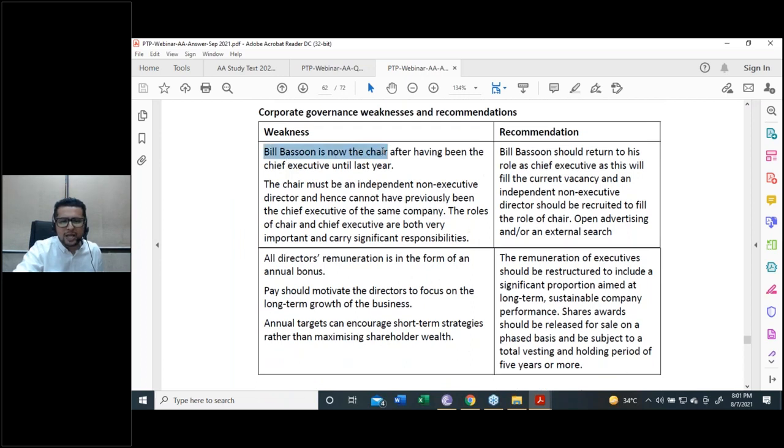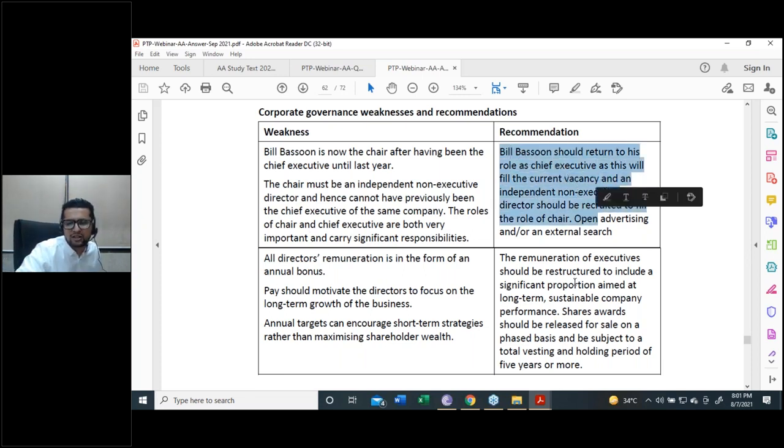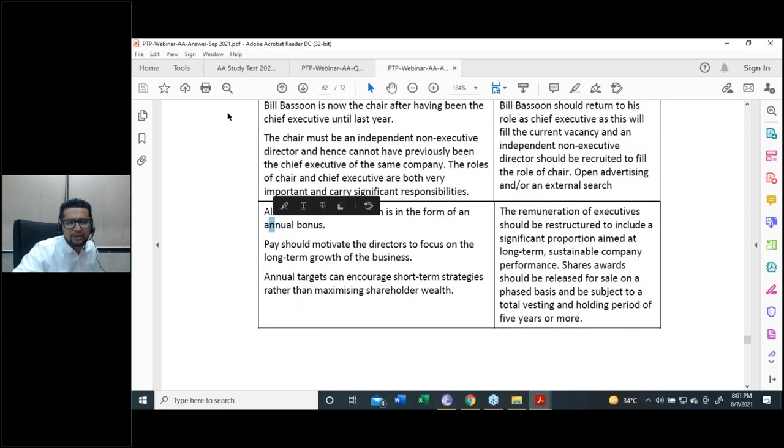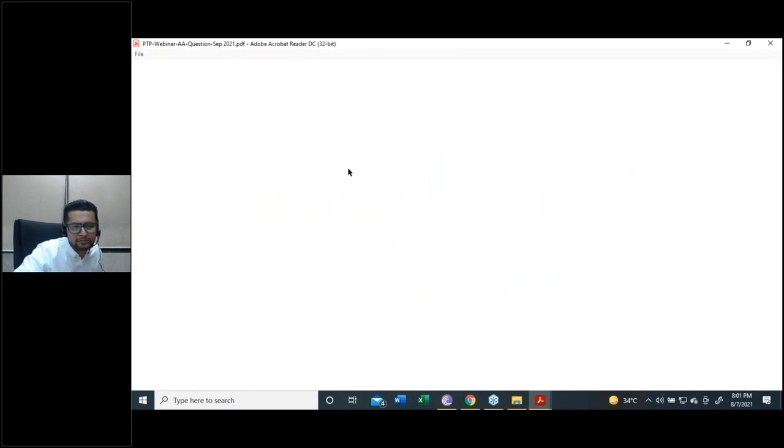So Bill Payson is now the chairman after having been the chief executive until the last year. The chair must be an independent person, a non-executive director, and considering he was the chief executive, he cannot take up this role, because the roles of chair and chief executive are both very important and carry significant responsibilities. So what should be the recommendation? I think Bill should return back to the role of the chief executive. Alright, let's go back to the question.